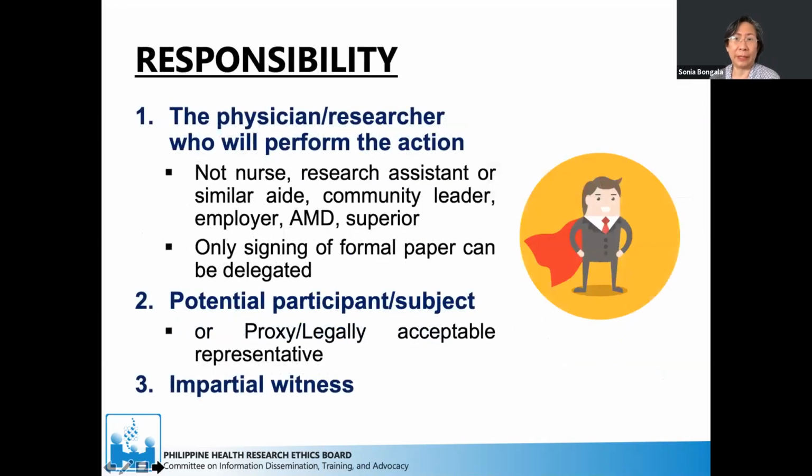Now, who will get the informed consent? It should be the physician or the researcher who will do the study. It should not be a nurse, where the informed consent is just delegated to the nurse, "Sige, papirmahin mo na." Or a research assistant who has no idea of the procedure, the risks, benefits, and the details of the protocol.